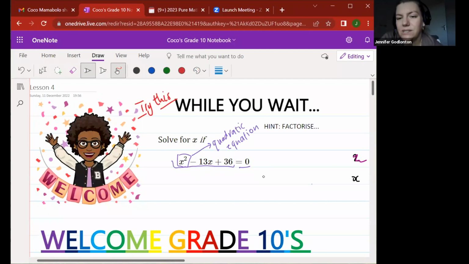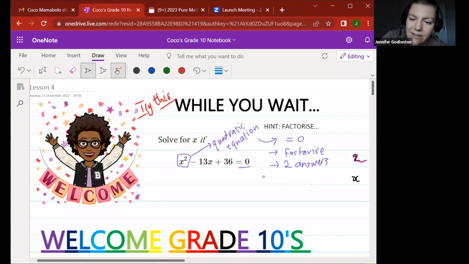So whenever we see a quadratic equation, we want it to be equal to 0, and we are wanting to factorize. We've got that x squared and it's quadratic, and we factorize, and we're going to get 2 answers for x. Okay. So let's have a look here.